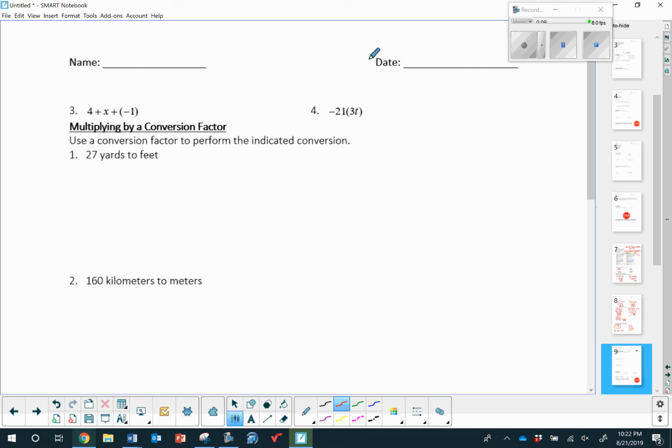So 4 plus x plus -1, so this is going to be 4 plus negative 1 plus x. 4 plus negative 1 is 3 plus x. Those are not like terms, so we stop there. Negative 21 times 3t, we can multiply those together to get negative 63t.